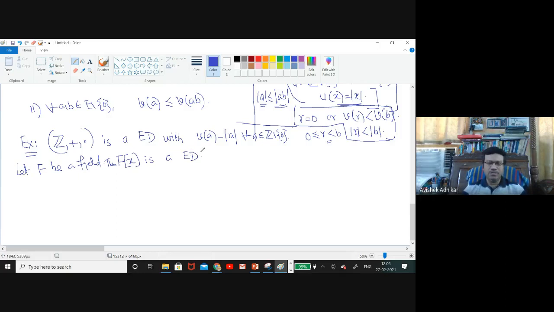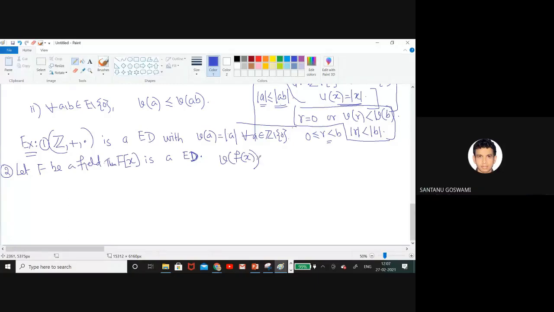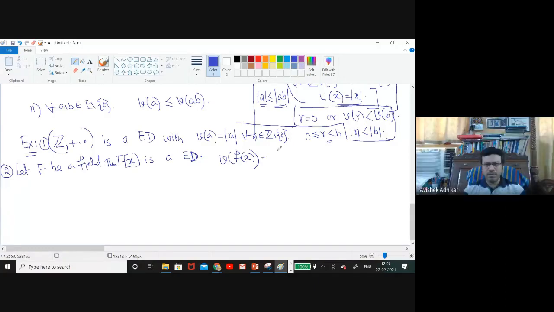Now can anybody tell me what would be the valuation of this? So this is my first example. The second example is, let F be a field, then F[x] is a Euclidean domain. To prove this is a Euclidean domain, what do we need to do? We need to find a proper valuation. On a polynomial, what valuation can we give? Sir, maybe the degree. Yes, the degree of the polynomial. Very good.